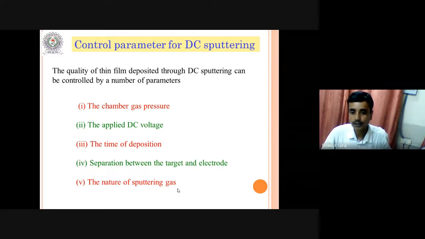And the separation between the target electrodes is also important, because how many molecules will come to be deposited over the substrate is dependent on the distance. And the nature of the sputtering gas: generally argon, nitrogen, helium, oxygen are used as the sputtering gas. So sputtering yield is also dependent on the nature of the gas, because different gases have different mass and different ionization potential.